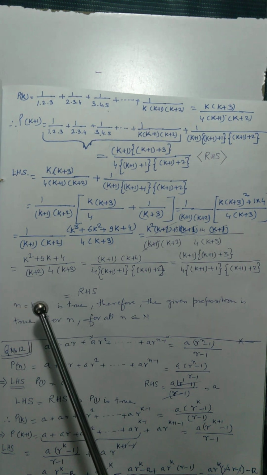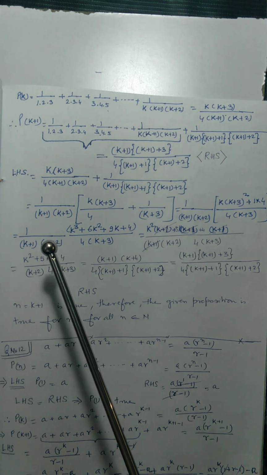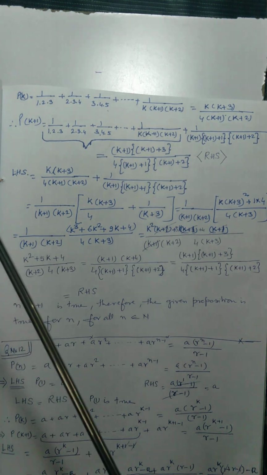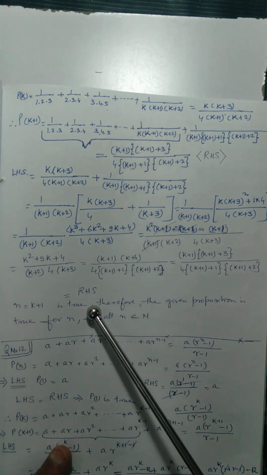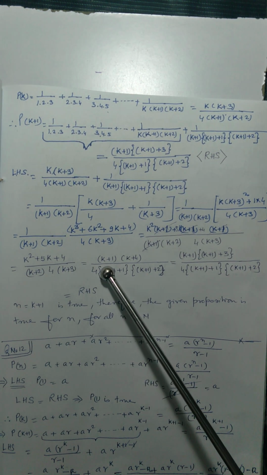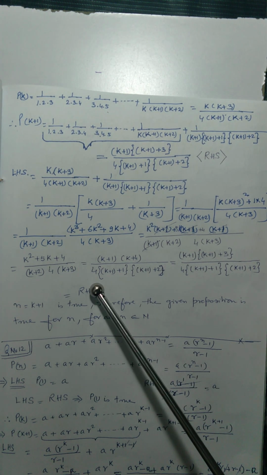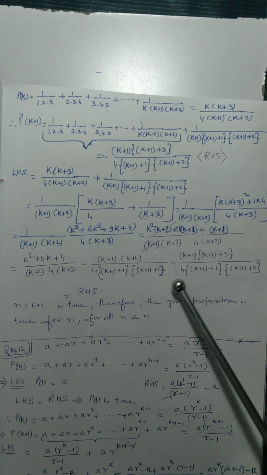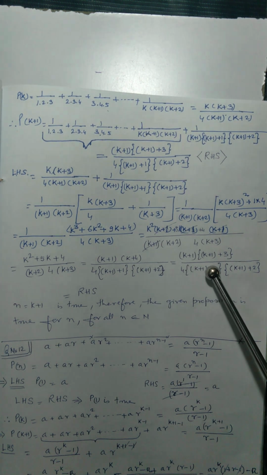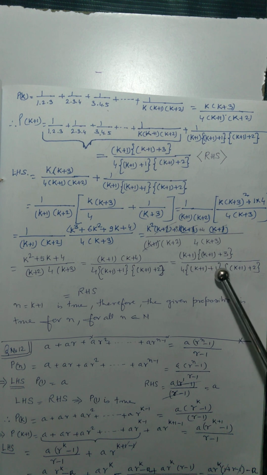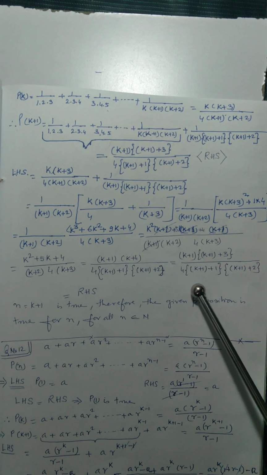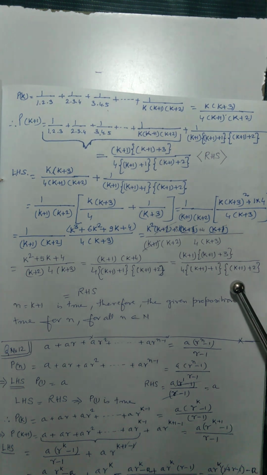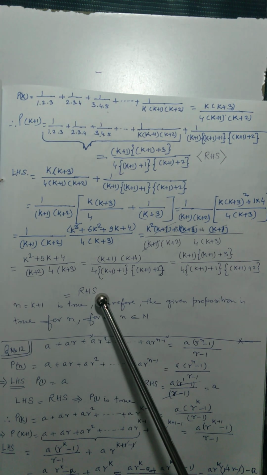k plus 2 plus 4k, 4 in bracket k plus 3. That will be equal to k plus 1, k plus 4 whole divided by 4 k plus 1 plus 1, k plus 1 plus 2. So ultimately it will be equal to k plus 1, k plus inside the bracket, that will be k plus 1 plus 3, whole upon 4 k plus 1 plus 1 bracket close. In the second bracket you will get k plus 1 plus 2. So it will be your right hand side.